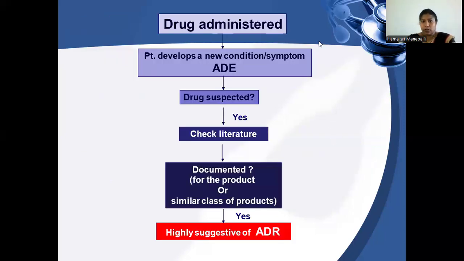So when coming to this flow chart, you can see an example. Once the drug is administered, the patient develops a new condition or symptom. That one we call an adverse event. If a drug is suspected, then we can go and check the literature, to see whether it is documented or not. In ADRs, a new ADR is generally called a signal. If the type of reaction is documented in the literature and the reaction is present, then you can say highly suggestive ADR.